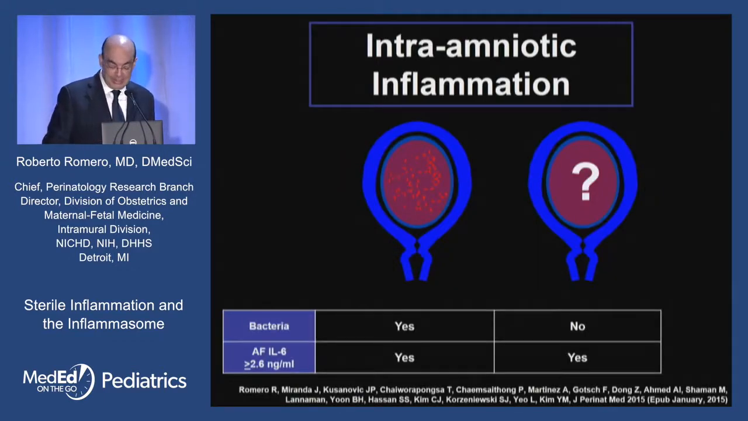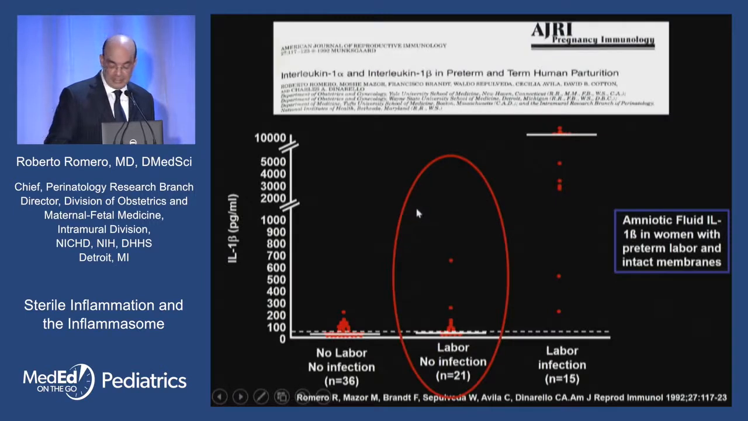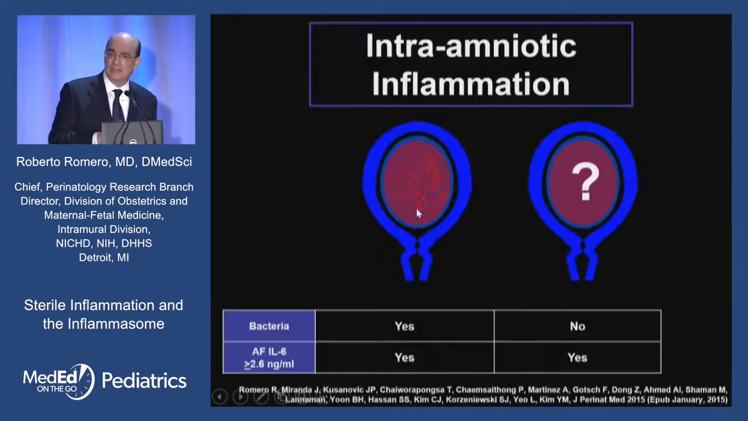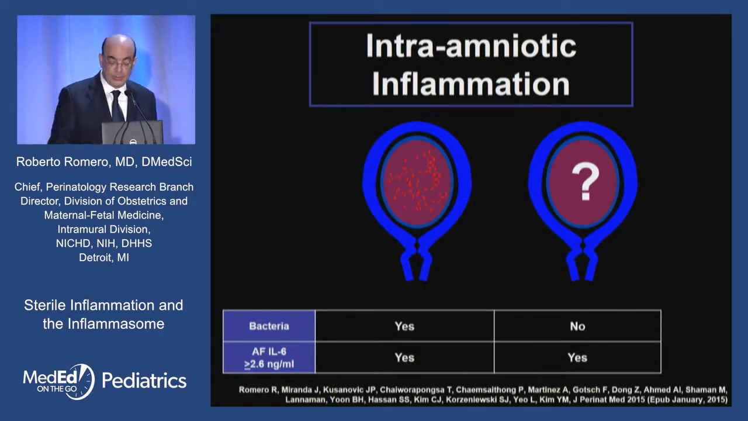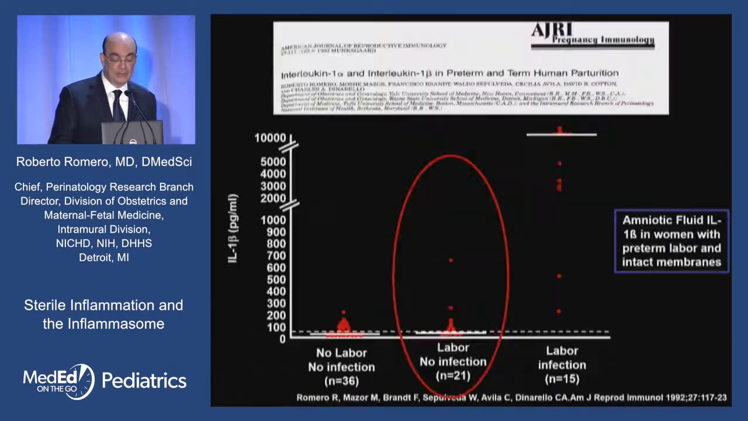So we have this circumstance on your left side here, where there is inflammation, the amniotic cavity is in red, and you can see bacteria, where I just show you with Candida. What about this circumstance in which there are white blood cells or there are elevated cytokines, but there are no bacteria with culture or molecular methods? So that is what we define as sterile inflammation.